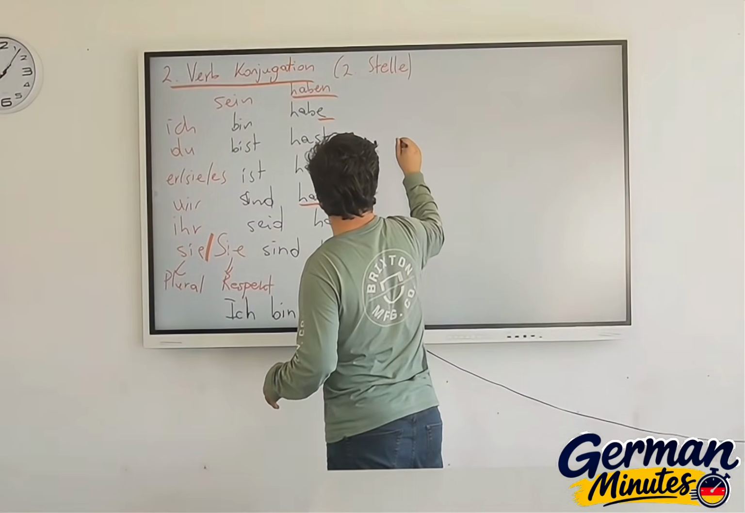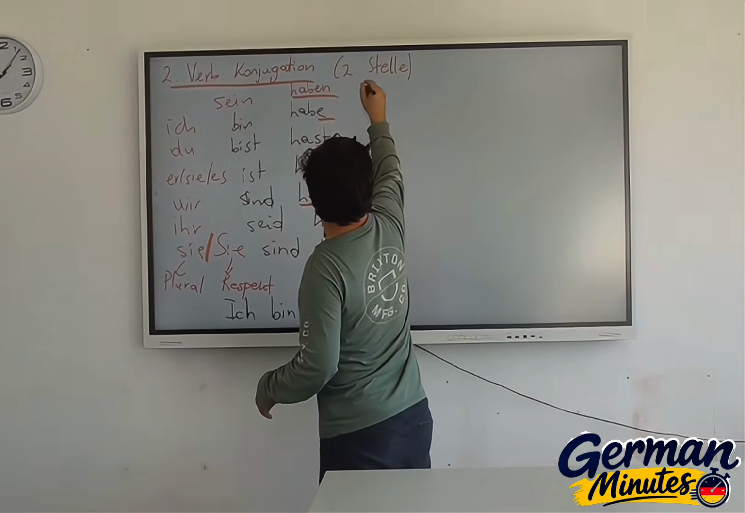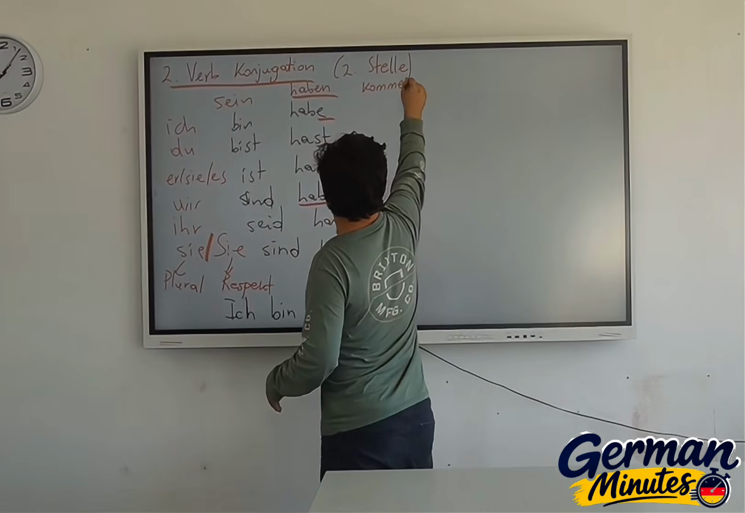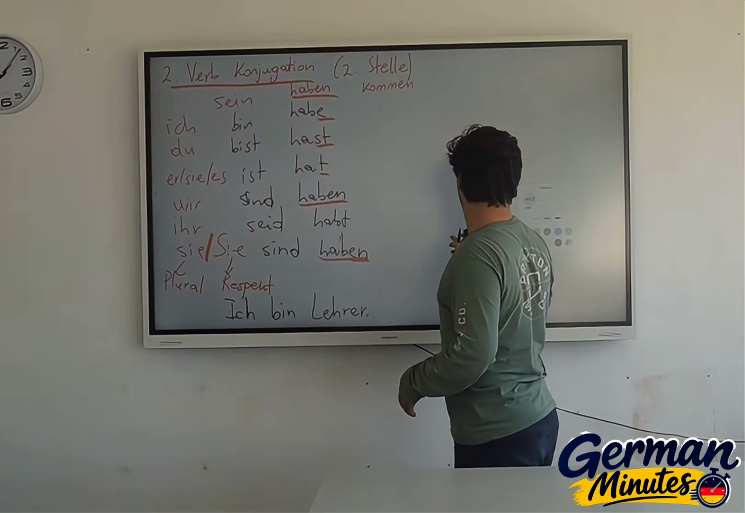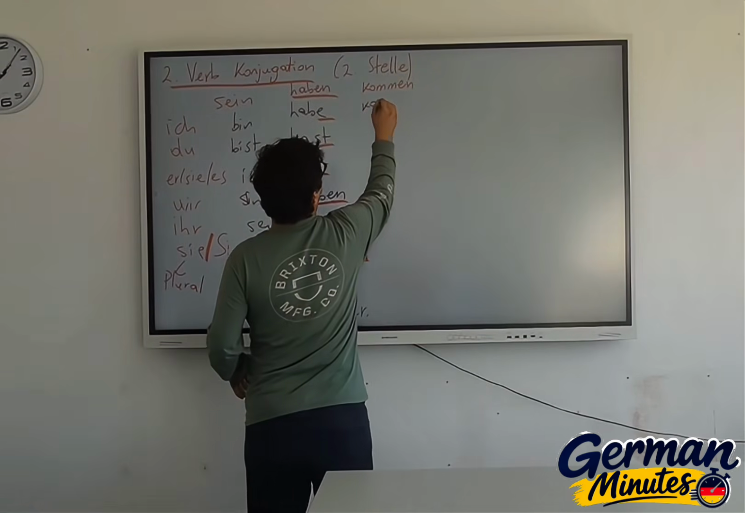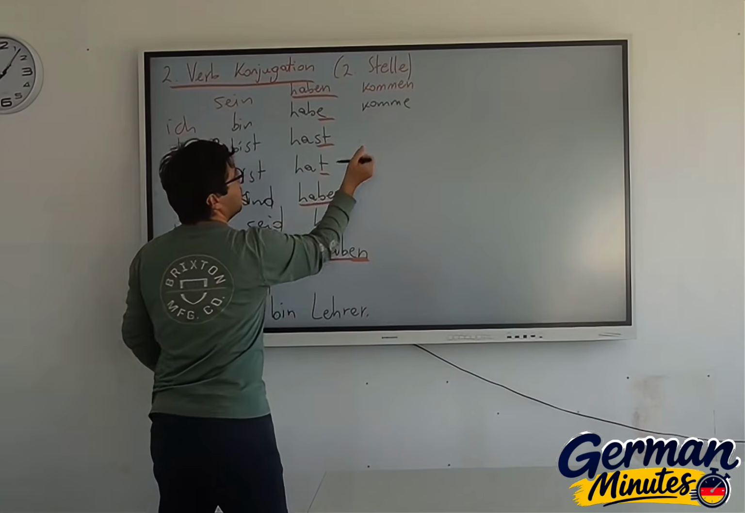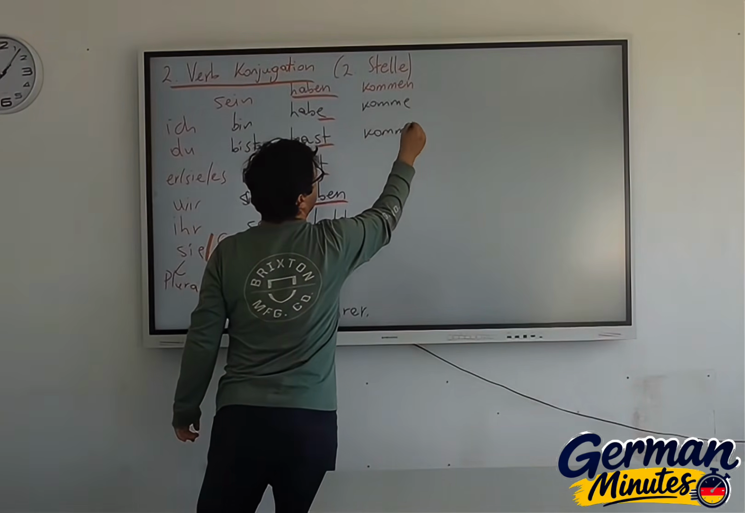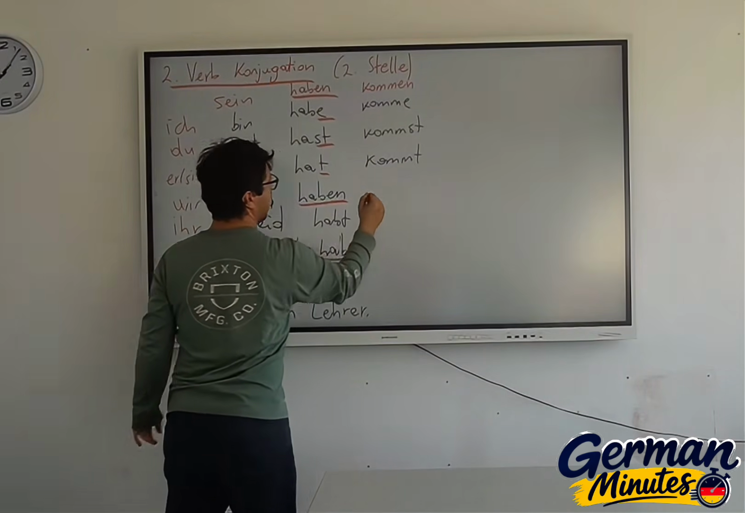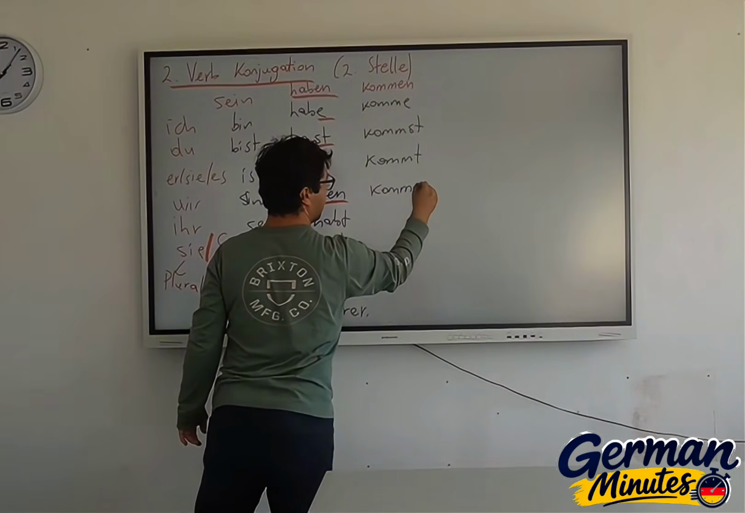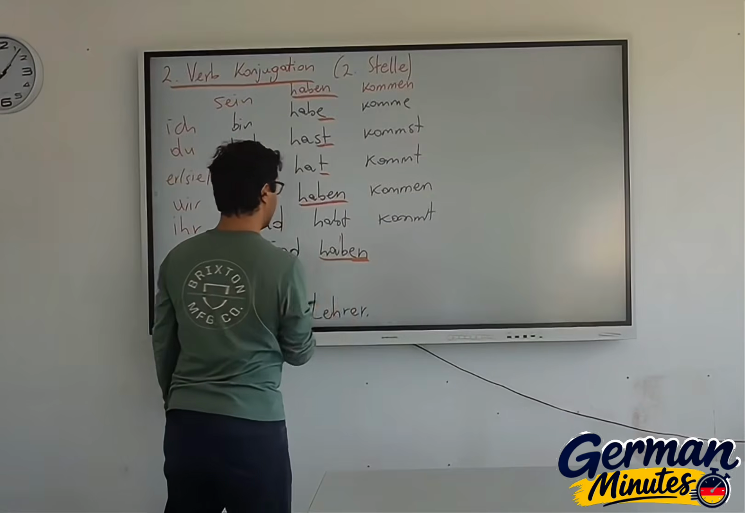Next one we're going to look at is kommen. Ich komme. Yeah, same structure. Komme, du kommst, er, sie, es kommt, wir kommen, ihr kommt, sie kommen.